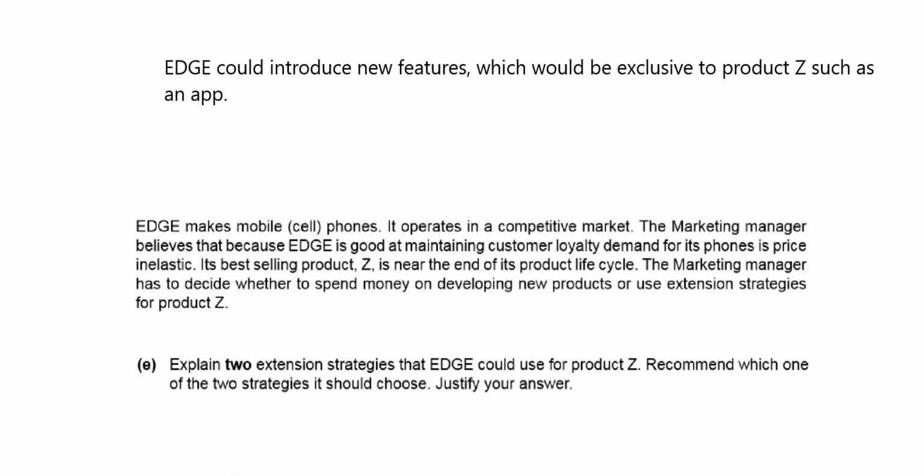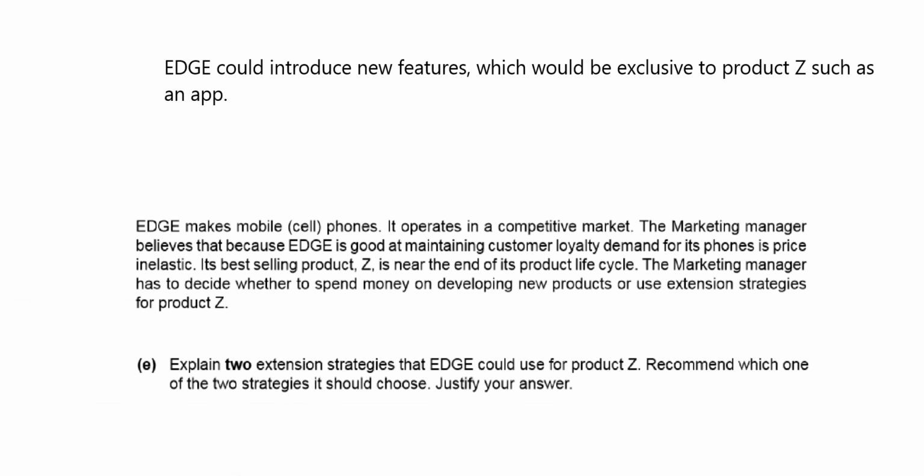So the first point I've made is they could introduce a new feature. And I thought, well, because it's a mobile phone and the examiner wants application, how could I relate it to the mobile phone industry? So I said it could be exclusive to Product Z, such as an app. Think about Apple and the iPhone. They often do extension strategies like this. They often include features which are just exclusive to Apple customers.